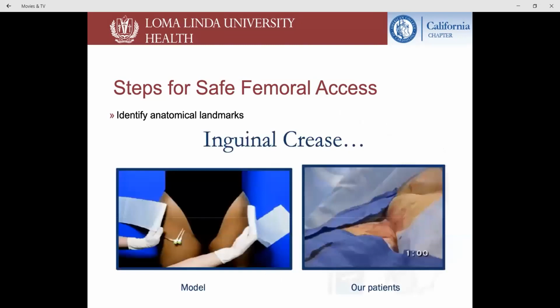Now, having said that, many of us, if not most of our patients, are obese, which makes identifying superficial landmarks next to impossible in some cases. Luckily, now we have a better way of getting access.